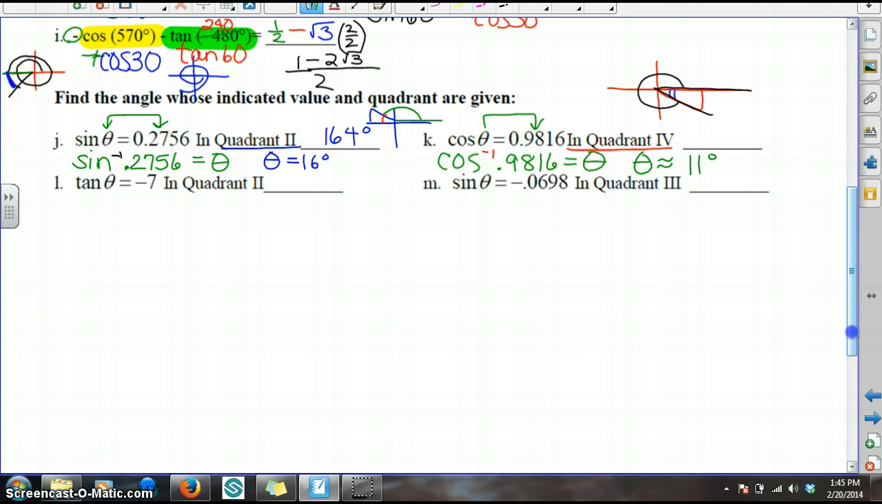Using my reference rules backwards, what I'm doing is saying that 360 minus the angle I'm looking for would give me 11. To solve for that algebraically, I'm going to add theta to both sides and subtract 11 from both sides, and I'll discover that theta is actually 349 degrees. That means that if I were to take the cosine of 349 degrees, I would indeed get 0.9816.